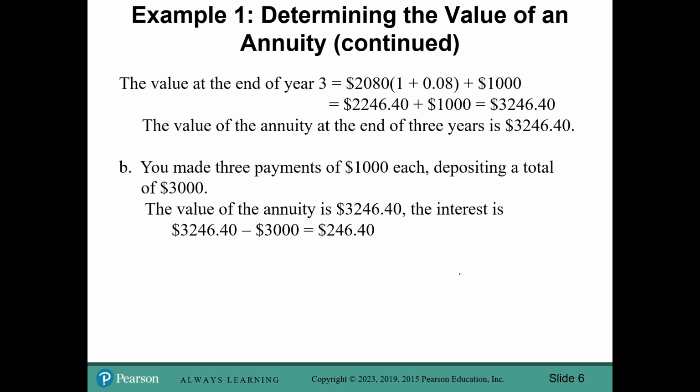So you're working up year by year to see what you make at the end of each year, adding it to the next year, because we're not taking anything out of this annuity, and we continue to add to the annuity at the end of each year.